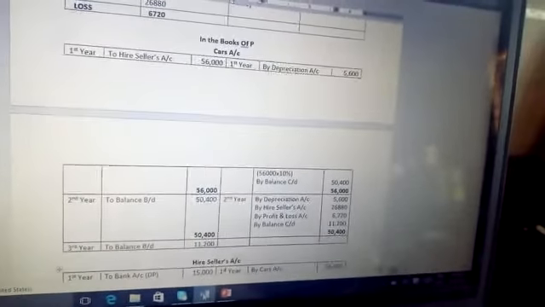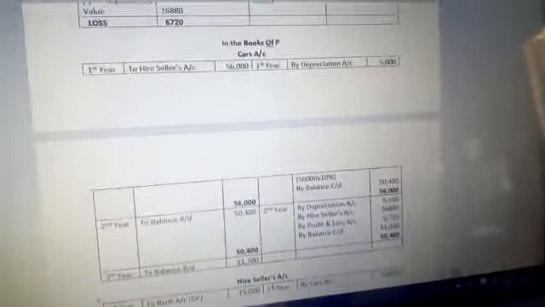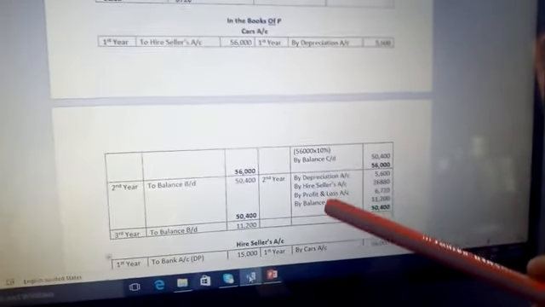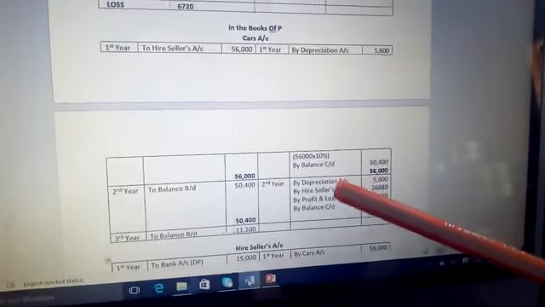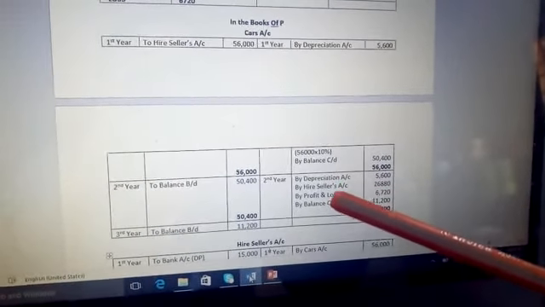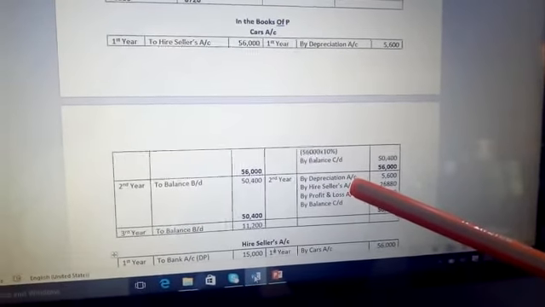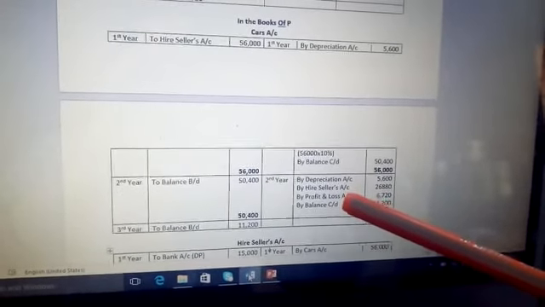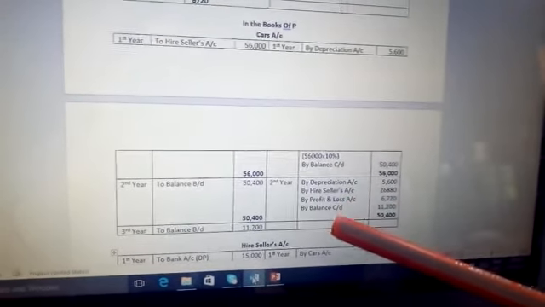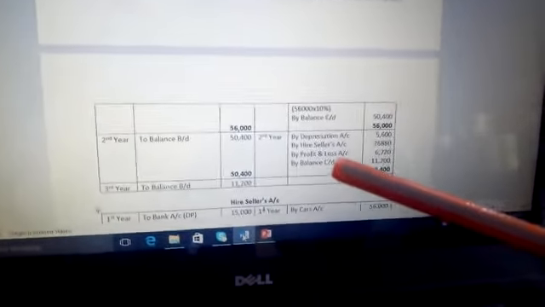Now look at the car account. In the first year, as usual, we will record the full cash price of the asset. We will charge the depreciation. The remaining balance will be carried down. In the second year, the year of default, we will charge the depreciation and three entries will be recorded. First, for recording the repossession of the stock. Second, for transferring the profit or loss on repossession. Third, for showing the value of retained stock.